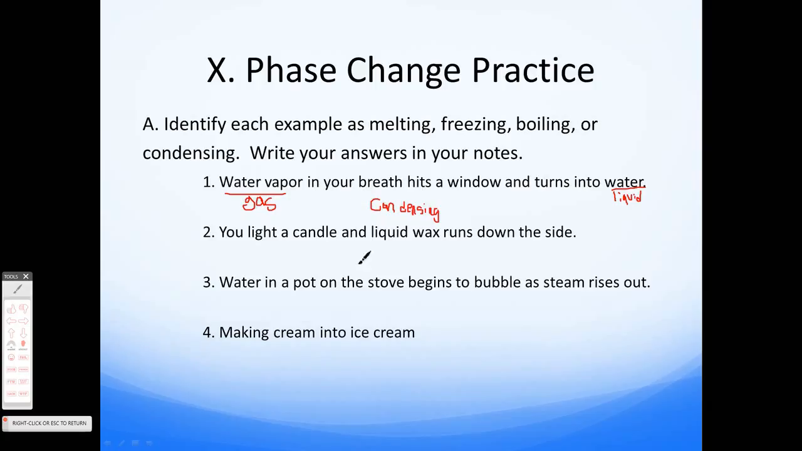Well, how about this one? Okay. So we light a candle, and liquid wax runs down the side. So we know we're ending with a liquid. Let's think. What is a candle? A candle's probably going to be a solid, because it's going to stand on its own there. So solid to liquid, it's going to be melting.